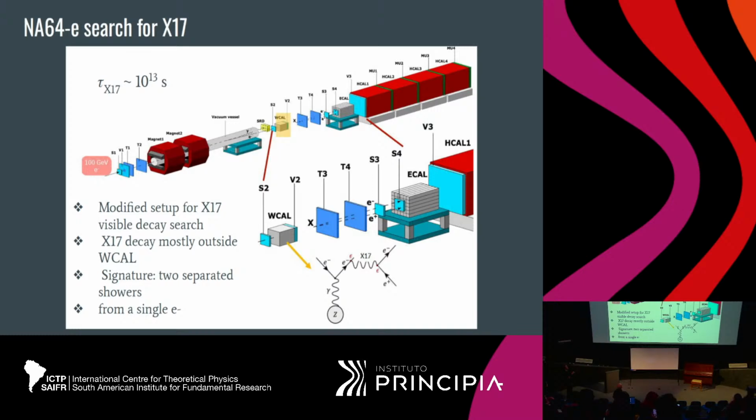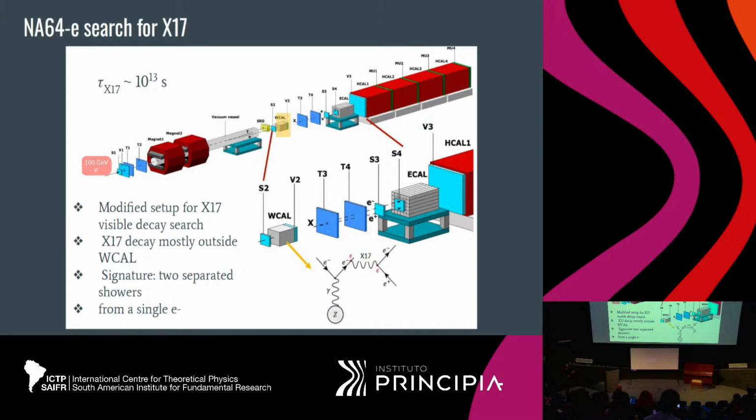The experiment was not used anymore as a missing energy experiment. So we are searching now for a visible decay. A new very small tungsten-based calorimeter was introduced, plastic scintillator and tungsten, and this is the place where the interaction is supposed to happen, and then you can produce a dark photon, your X17, that will decay into an electron-positron pair. After this target, you have some tracking stations, and then the detector itself.